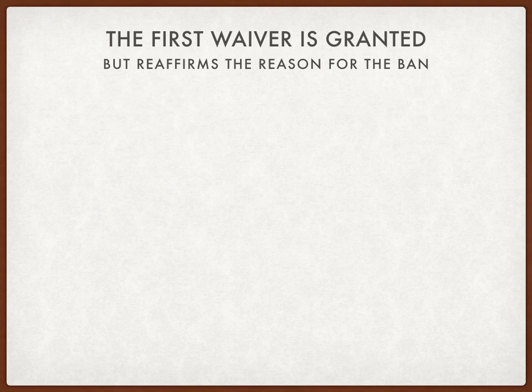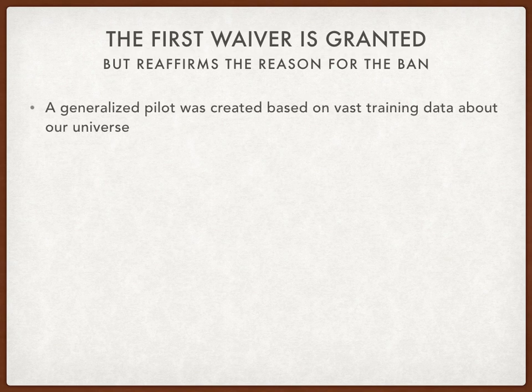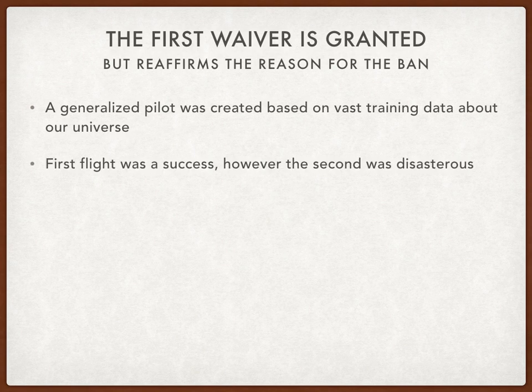Of course, he basically reaffirmed the reason that machine learning algorithms are banned in the first place. So he was able to create one. Pumping in vast amounts of training data, he created a general purpose pilot, and it was able to successfully navigate a real journey through time. Unfortunately, the second time, it was a disaster.